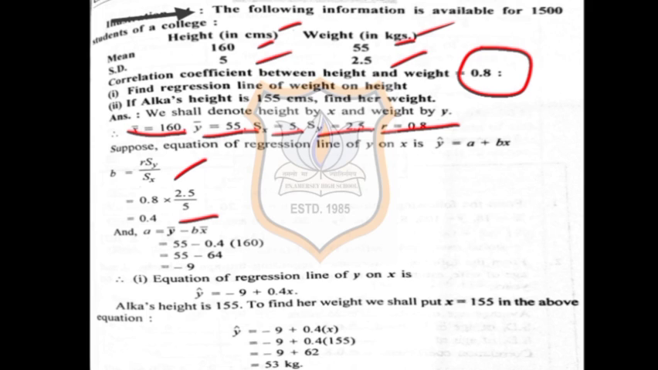Now let's find the value of a. A is y bar minus b x bar. So that will be 55 minus 0.4 into 160. That is x bar. So when you solve this, a will be minus 9. Now the regression line is y is equal to a plus bx. So when you substitute the value, your equation will be minus 9 plus 0.4x. Now when x is 55, substitute in this equation, you will get y is equal to 53.